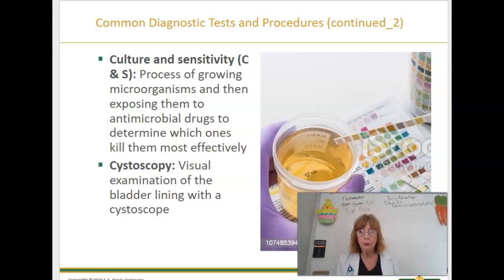Cystoscopy is the scope that goes up into the urethra and the bladder and takes a look at the inside. You can do biopsies, you can see tumors, you can see inflammation. And they usually do it under sedation.